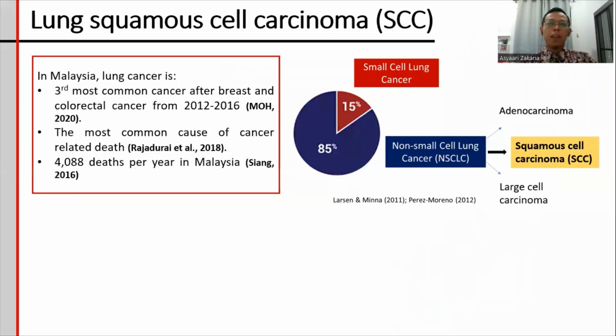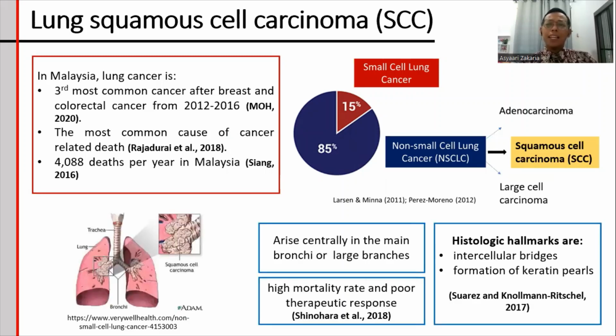Ladies and gentlemen, in Malaysia, lung cancer is the third most common type of cancer and is the most common cause of cancer-related death. According to Xiang et al., more than 4,000 deaths in Malaysia were estimated to be caused by lung cancer each year. In this study, we are focusing on the lung SCC subtype, which is the second most frequent malignancy under non-small cell lung cancer, and it is still associated with a high mortality rate and poor therapeutic response.